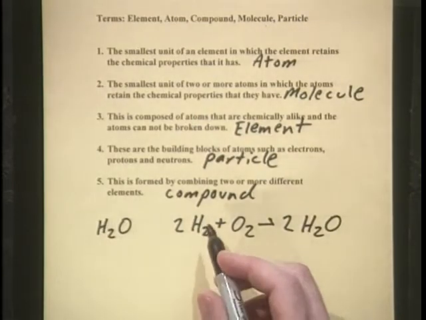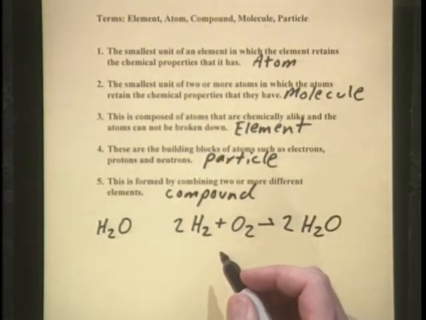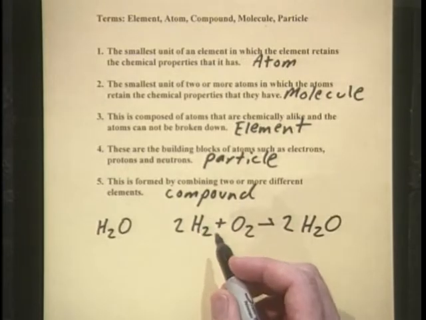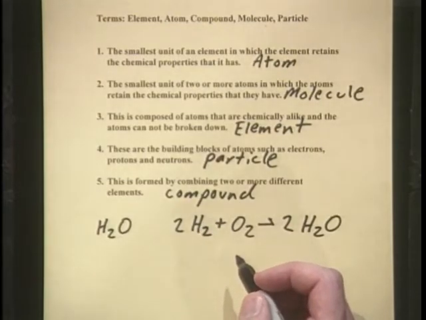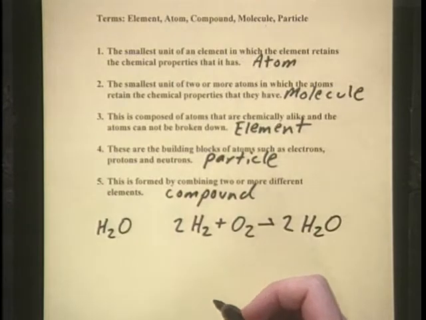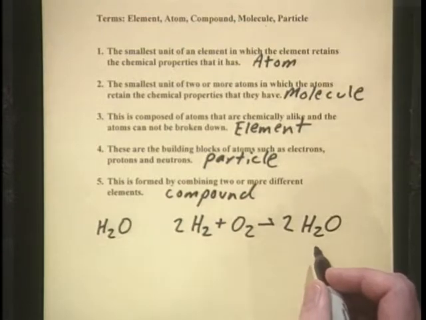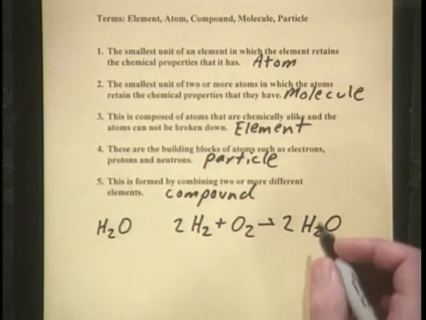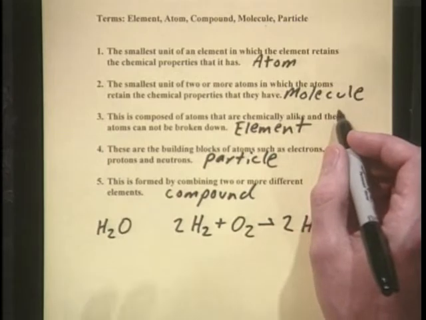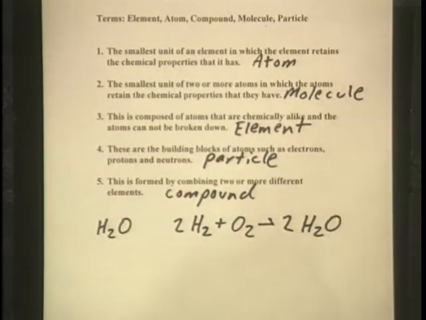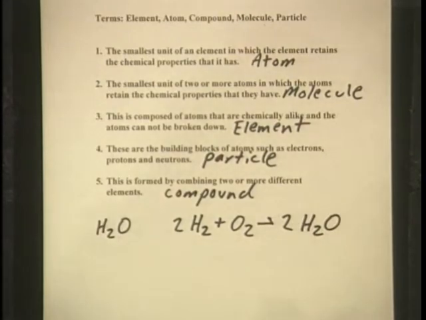So if you have several water molecules, where hydrogen and oxygen were combined together, that produces the compound of water, H2O. But if you just took one individual water molecule, then that's where the term molecule comes in, because it's just one. You've broken it down to the smallest number, which is one single molecule.